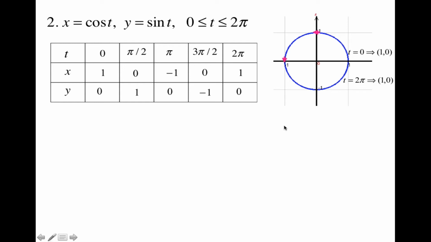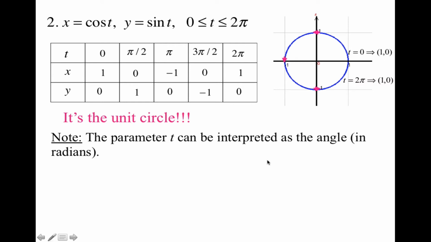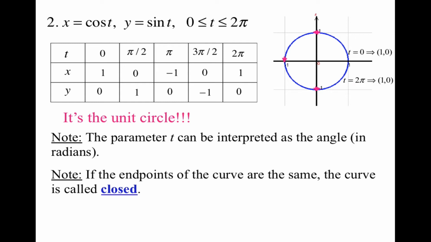And then I'm indicating the direction in which the particle is moving, and it's moving counterclockwise around this circle. And if you noticed, it's the unit circle. So just a couple notes. The parameter t can be interpreted as the angle in radians in this example. And if the endpoints of the curve are the same, the curve is called closed.